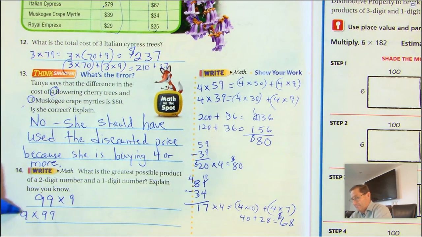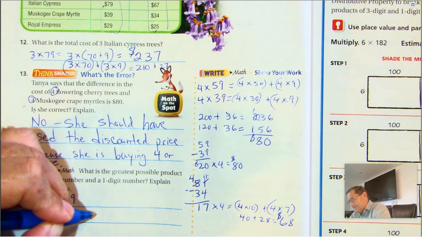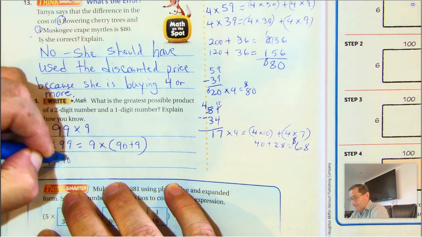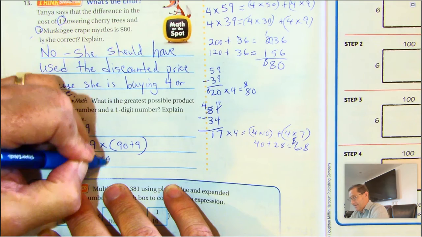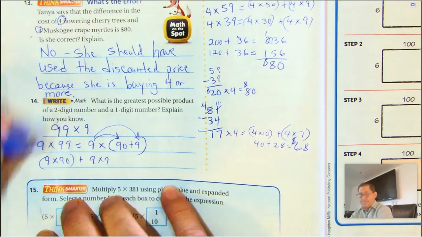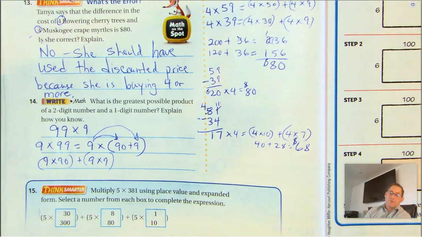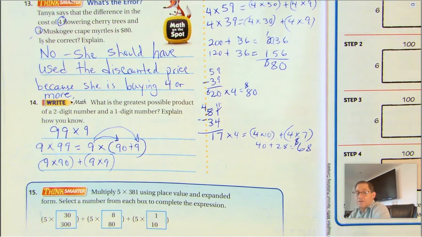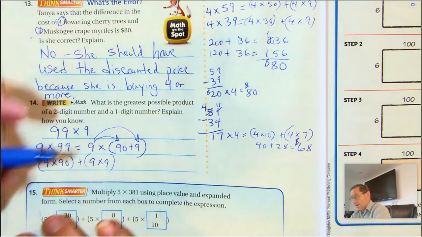We agree? Okay. So now I can go 9 times the sum of 90 plus 9, which is the same as saying 9 times 90 plus 9 times 9. And if I don't know what 9 times 9 is, I should. I should just know that multiplication fact. I'm in fourth grade, so that should be something we know off the top of our head. But if I didn't, I'd go 9 times 10. And 9 times 10 is 90. And if I take away 9, that would be 81.